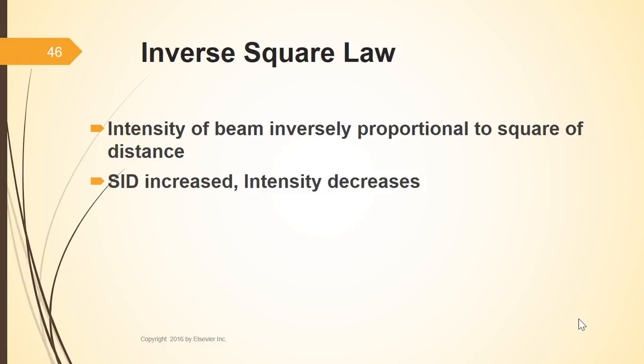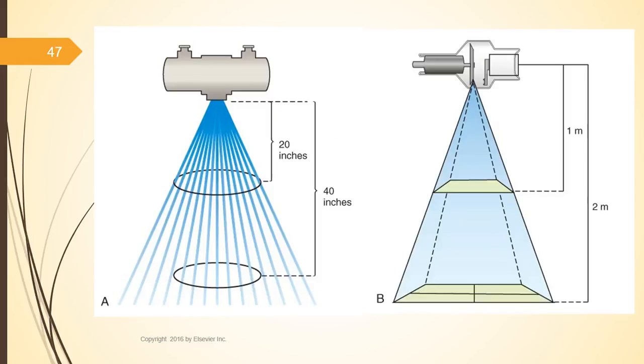As SID is increased, so if you take your tube further away from the patient and the image receptor, the intensity is spread out over a larger area, and that decreases the overall intensity of the beam that reaches the IR. If you decrease your SID, meaning you bring your tube closer to your patient and to your image receptor, the intensity is spread out over a smaller area, and that increase of intensity shows up on your IR. Okay, so further away, intensity decreases. Get closer, it increases.